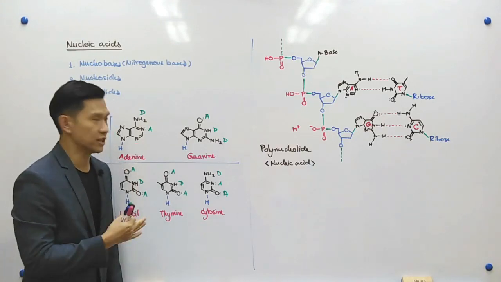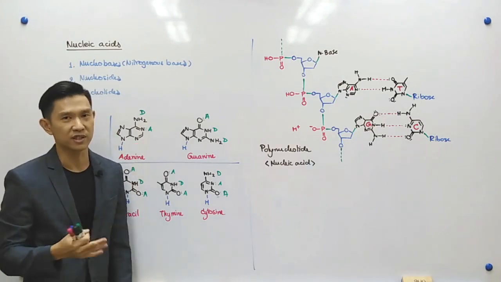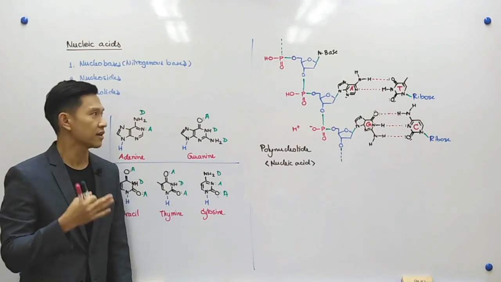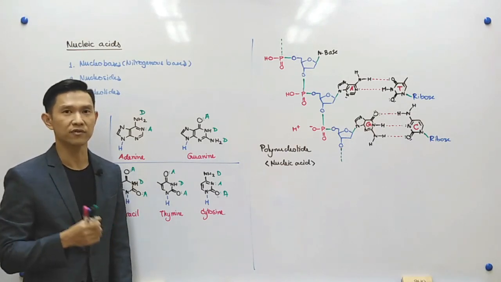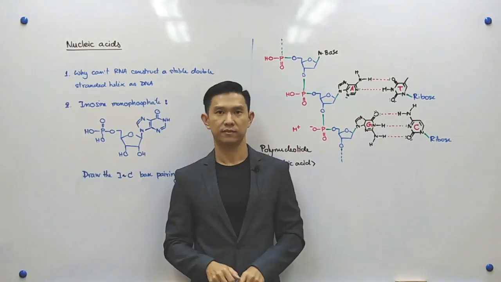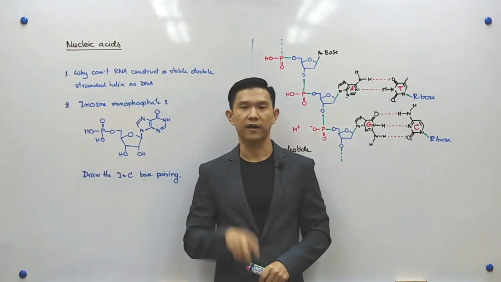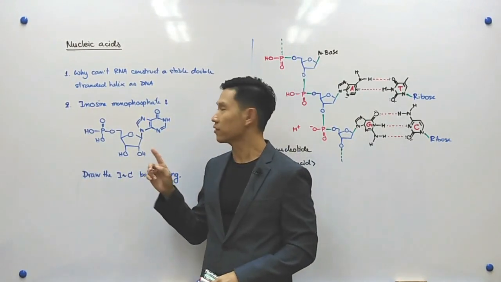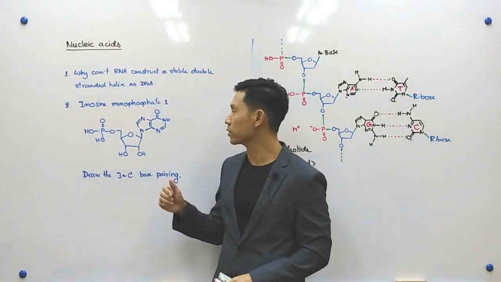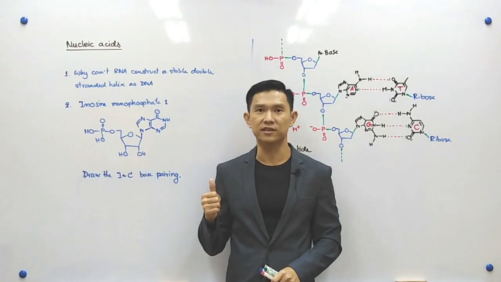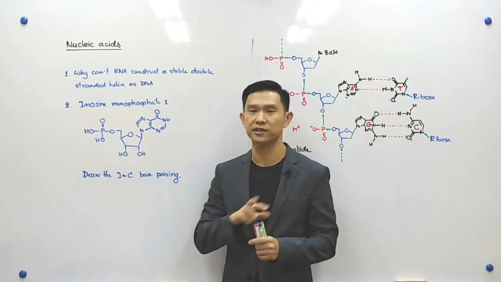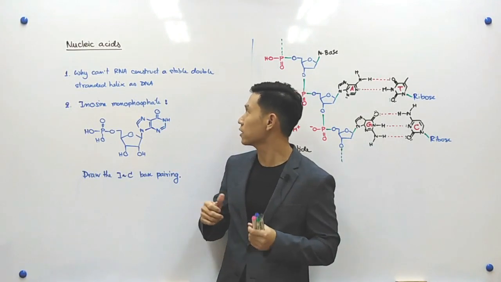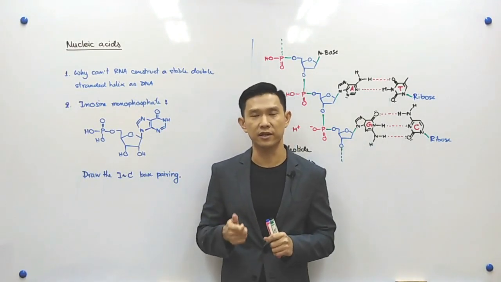Now, from this, I have many questions for you to think about as homework. Let's see the questions that I will give you. In this topic, I have two questions for you. First of all, a very simple one. The question is, why can't RNA construct a stable structure like the double-stranded helix in DNA?